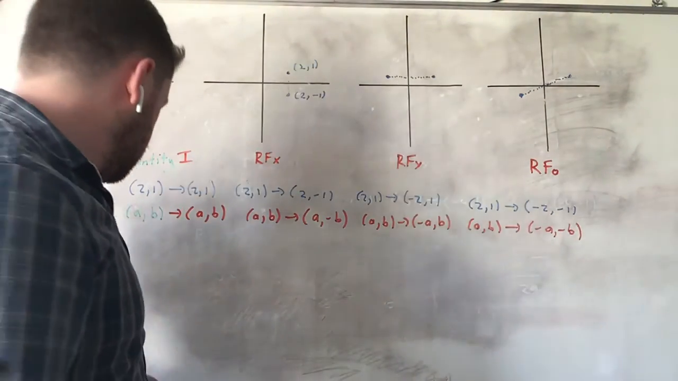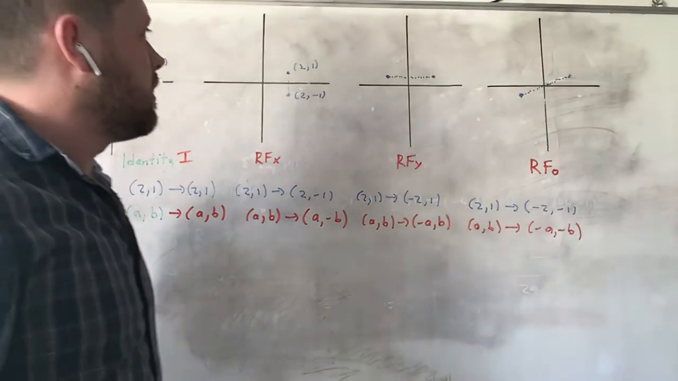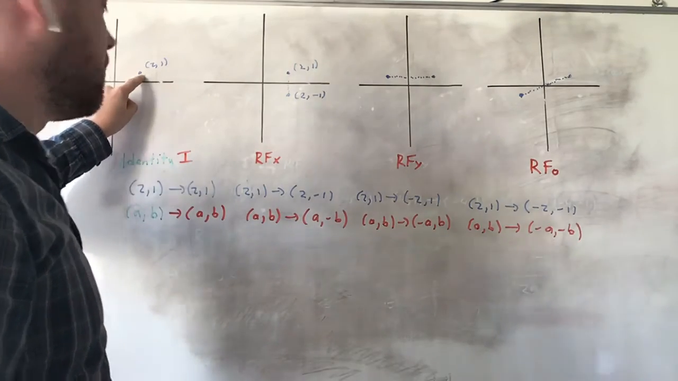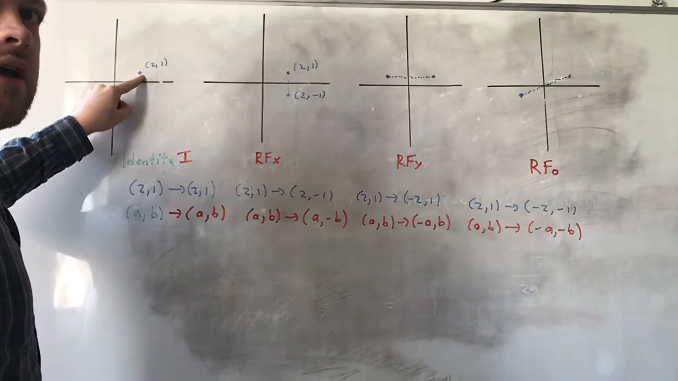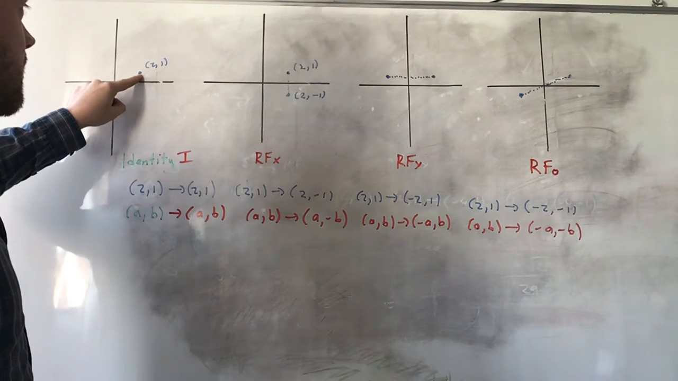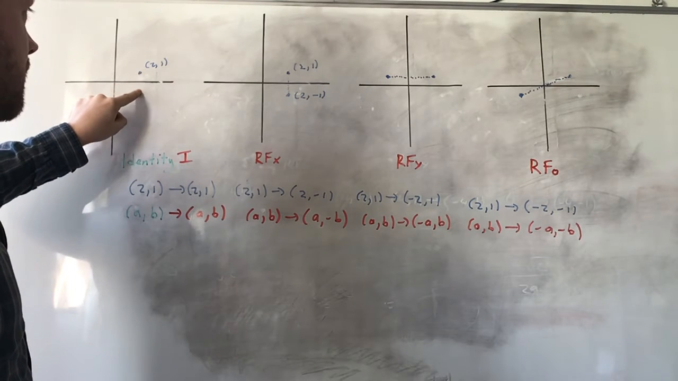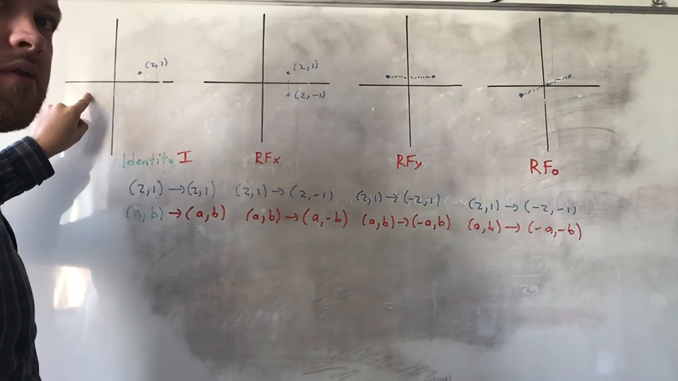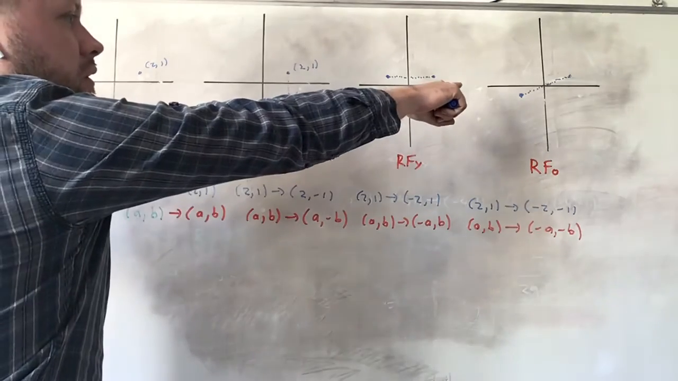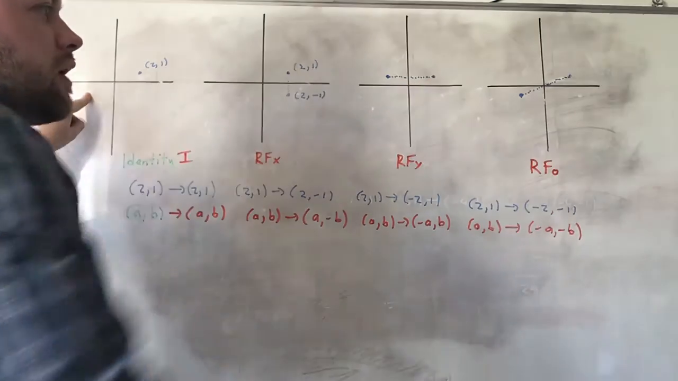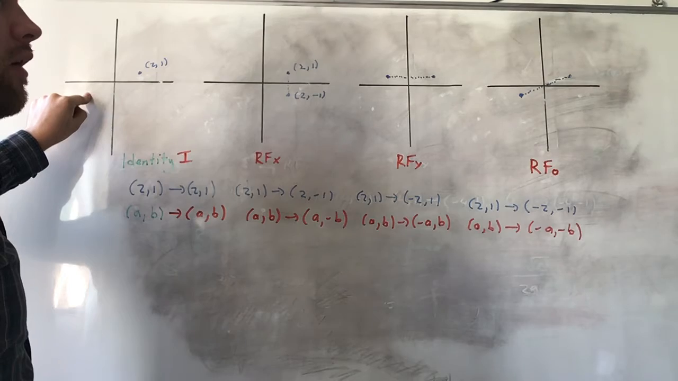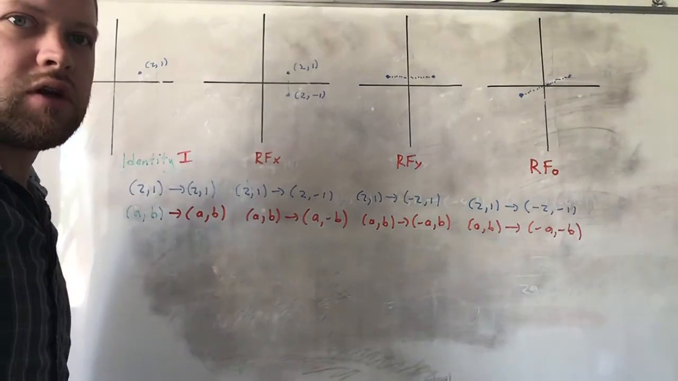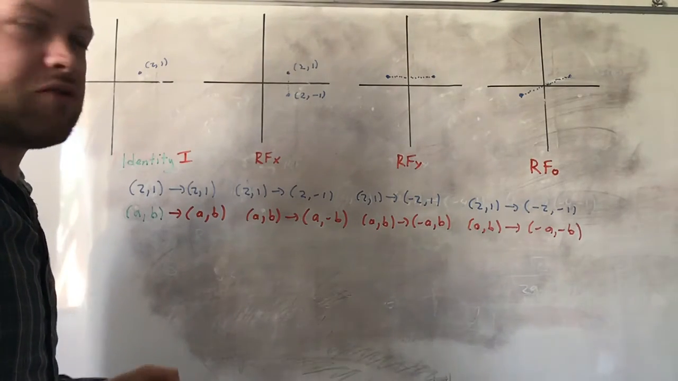What's interesting to note, though, is that if I begin with my point 2, 1, and I reflect that point 2, 1 in the x-axis, and then reflect that point in the y-axis, I arrive at the same point as if I had just done a reflection in the origin. Okay, so it's interesting to start to think about combinations of transformations.